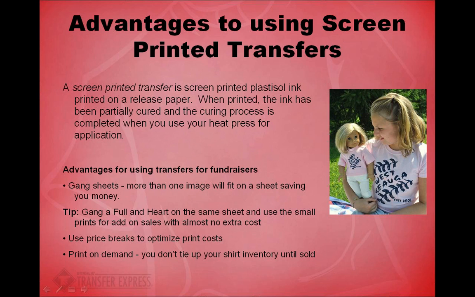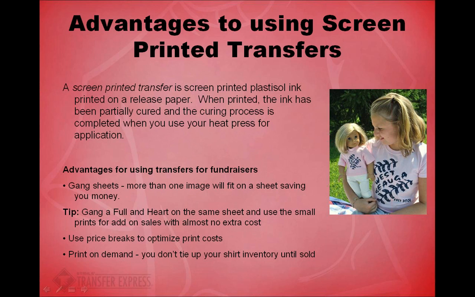To me personally, it's a little bit softer than direct screening, and I do kind of like that ability to have that softer feel, but it's the same, just a little bit different of a process. The advantage of using transfers for fundraisers is that you can gang sheet them, meaning you can fit more than one image on a sheet, and that saves you money. Because instead of getting 25 sheets, you can maybe get 10 and get the same amount and just cut them apart.